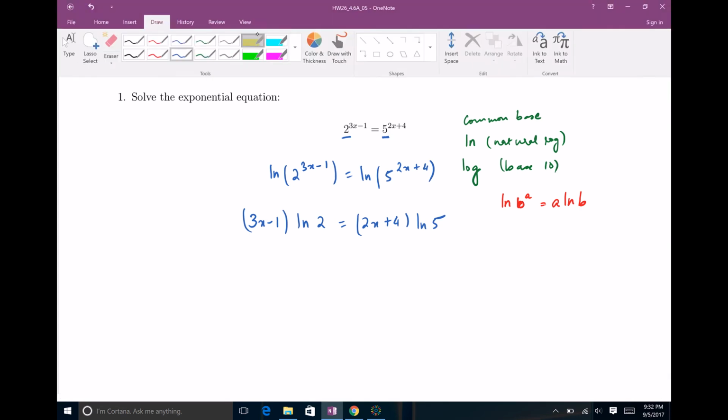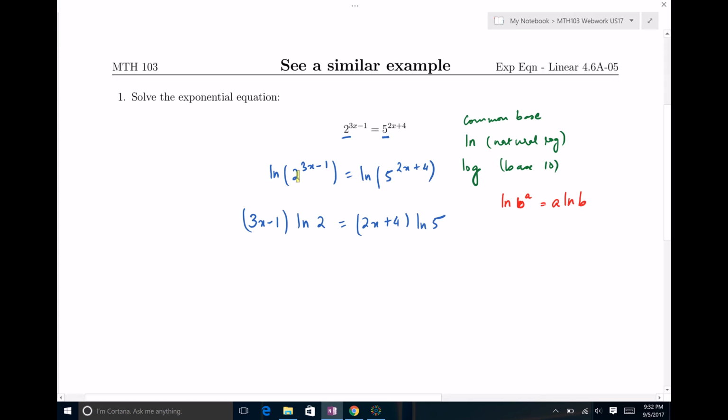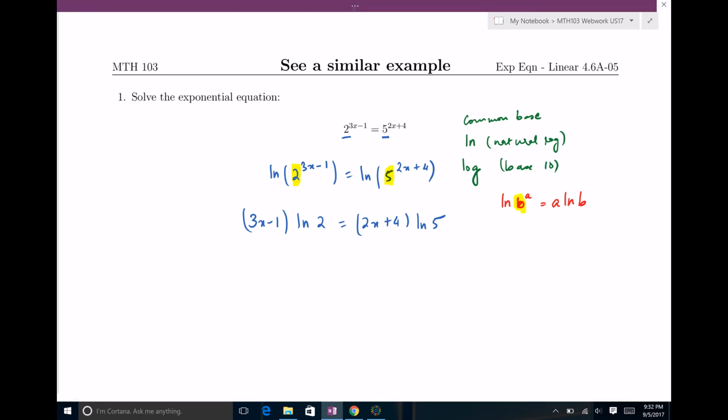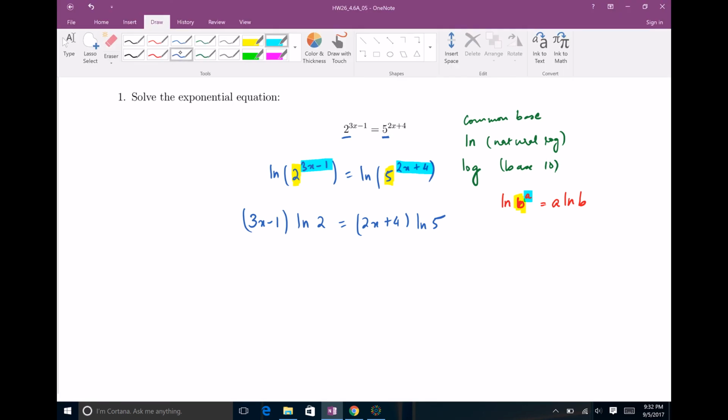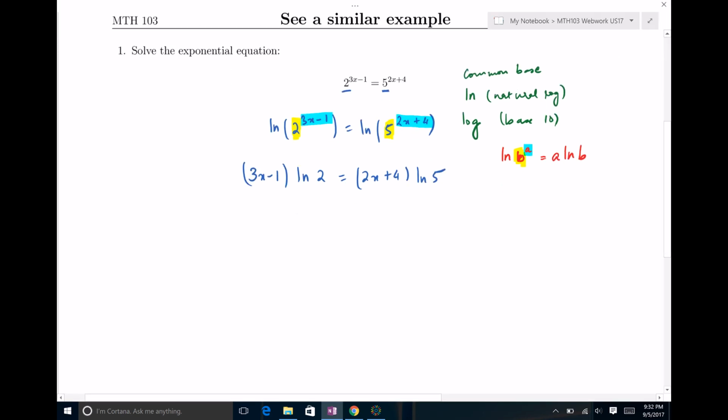So just to be clear, in both of these cases, the 2 is the base, and here the 5 is the base, whereas the power that you have up here is the a. So that's how that works. Now, let's take into account that natural log of 2 and natural log of 5 are just numbers, they're constants. So we're going to multiply these things out since we need to solve for x. In order to do that, I'm going to use distribution, both the terms inside the parentheses. I'm going to do it for both of these terms.